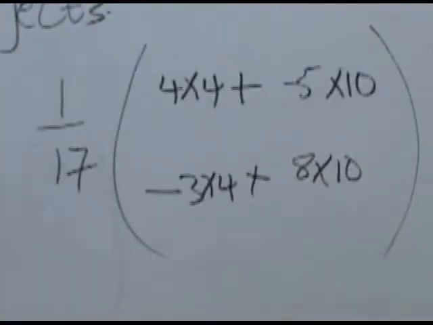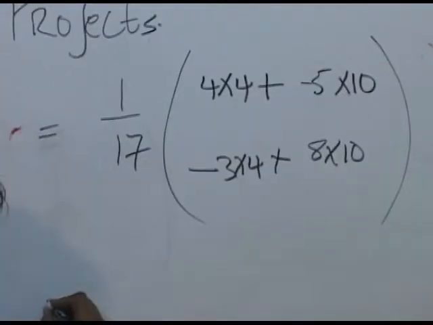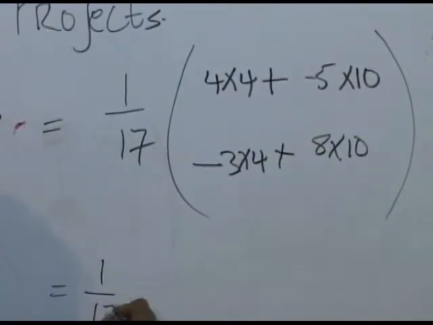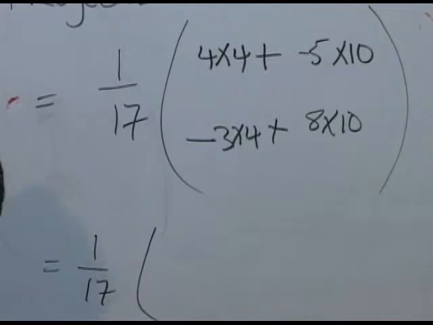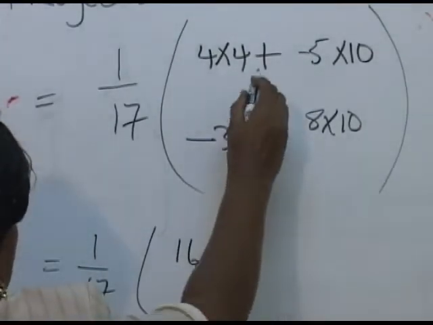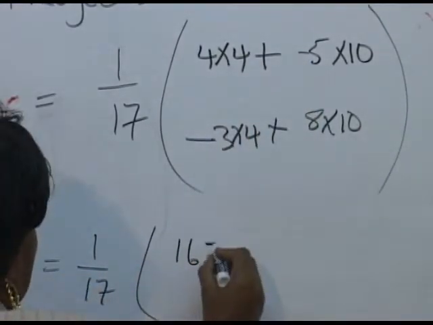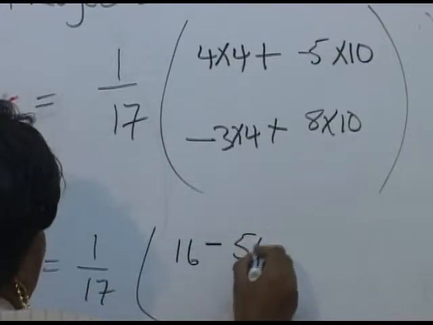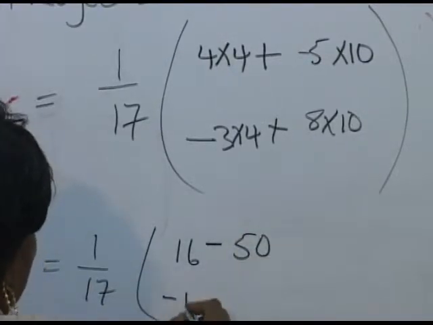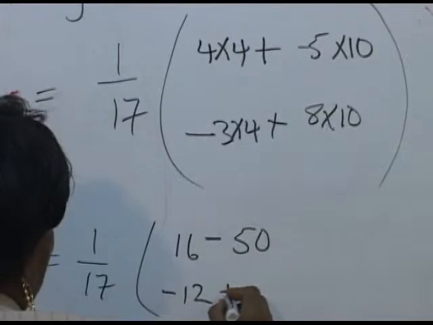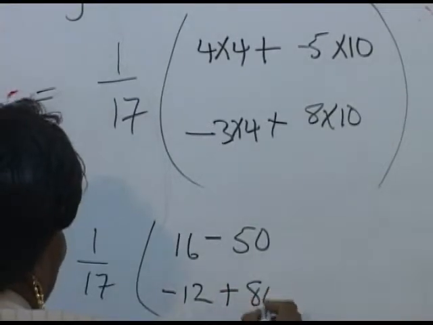All right, so now we are clarifying. We have inside now equal to 1 over 17, and 4 fours would give me 16. Positive times a negative would leave you with a negative, and it is 50. Then you have negative 12, and it is plus 80.